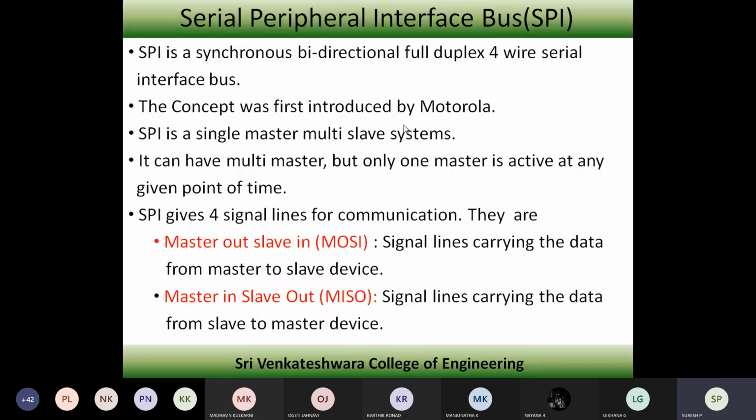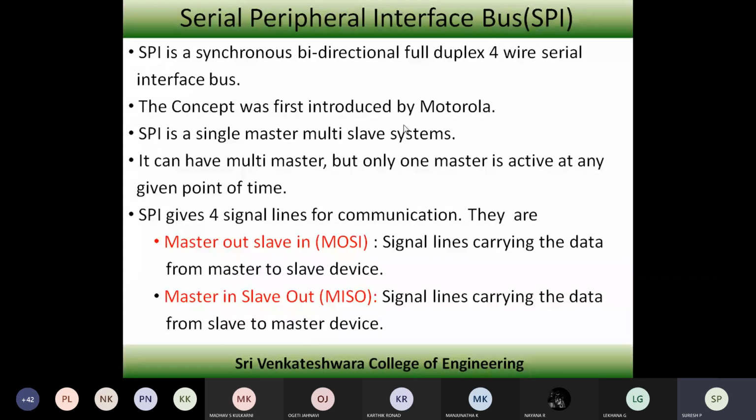This bus was first introduced by Motorola, whereas your I2C bus was first introduced by Philips Semiconductor. So this Serial Peripheral Interface bus was first introduced by Motorola, whereas I2C is multi-master, multi-slave.